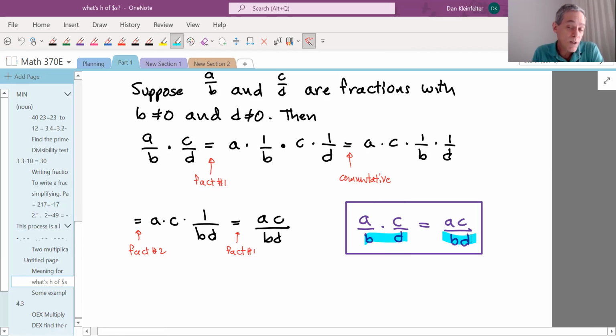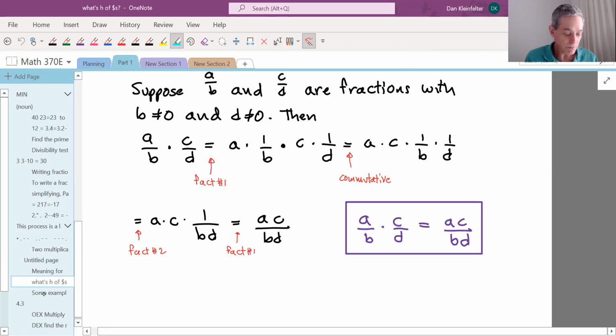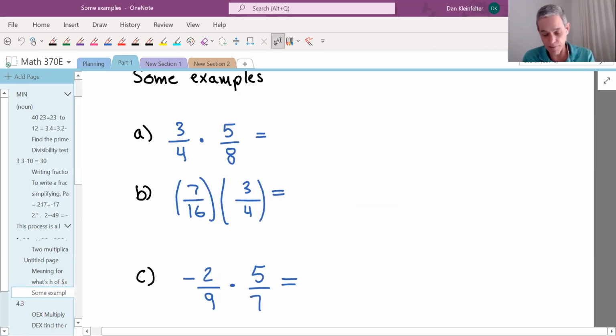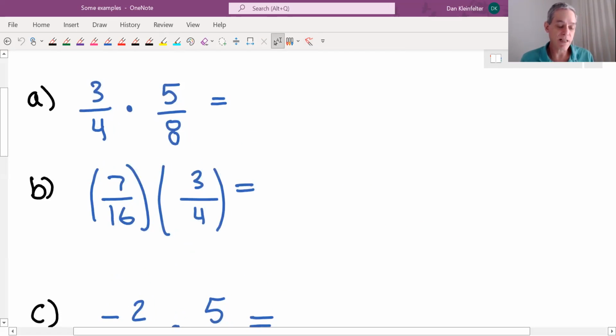There's, of course, more to it than that, things involving simplification and stuff like that, which we'll get to later. But for now, we have enough that we can try a couple of examples. So let's do that. Here we have 3/4 times 5/8. Multiply tops, 3 times 5 is 15. Multiply bottoms, 4 times 8 is 32.